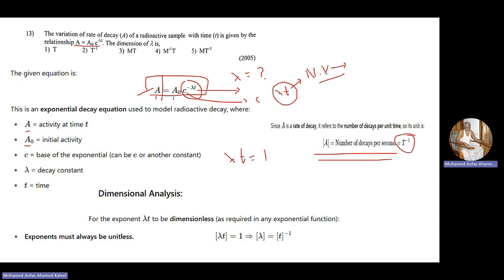It means 1. So what is the dimension of lambda? T minus 1. Even if you know this equation, or if you don't, you can derive the dimension of lambda. So the answer is option number 2, that is T minus 1.